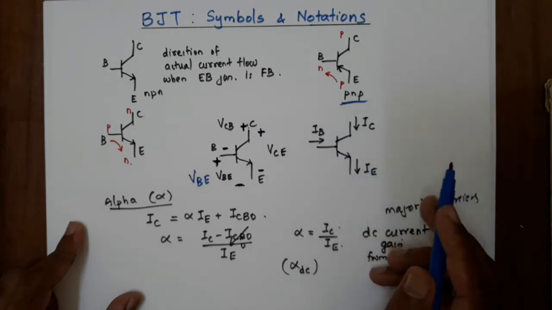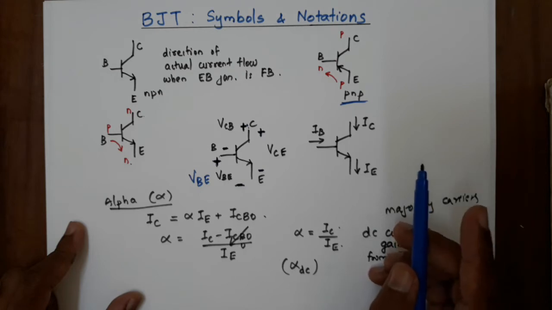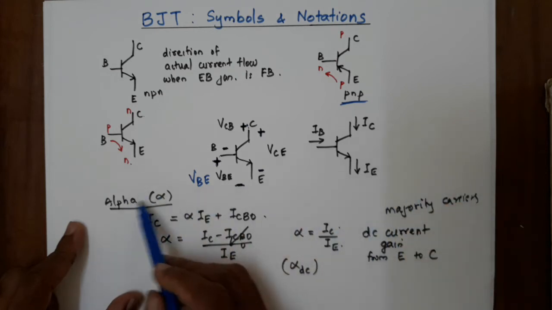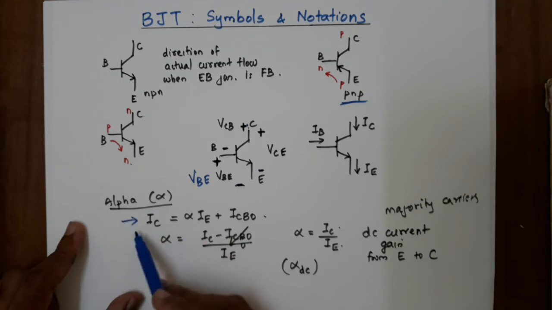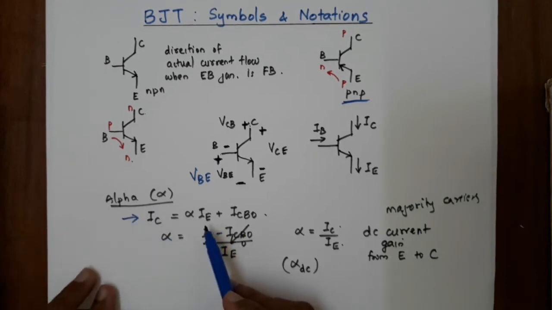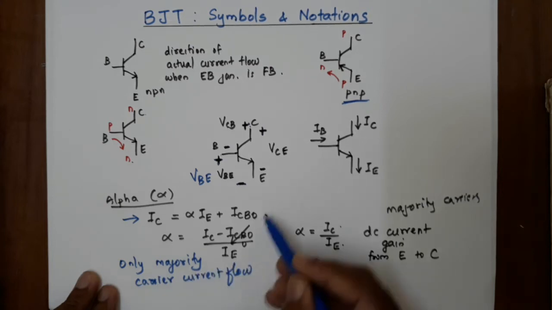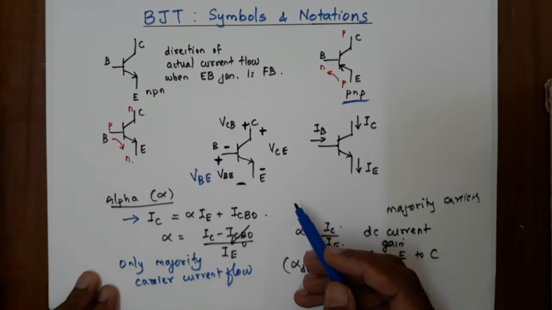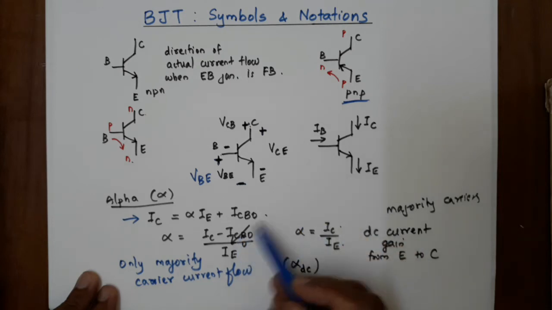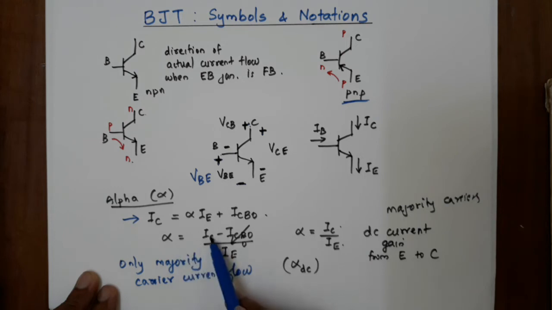Now there are two important parameters for a transistor. One is alpha and another one is beta. First we will look at what is alpha. This equation we have already seen in the previous class: IC is equal to alpha IE plus ICBO. So I can rewrite it as alpha equal to (IC minus ICBO) by IE. If I consider only majority carrier current flow, then I can neglect ICBO, since ICBO is the reverse leakage current due to minority carriers, so it can be taken as 0. So alpha will become IC by IE.